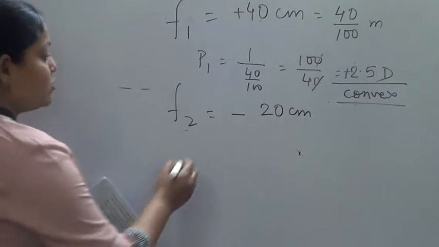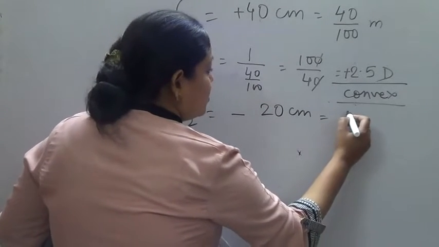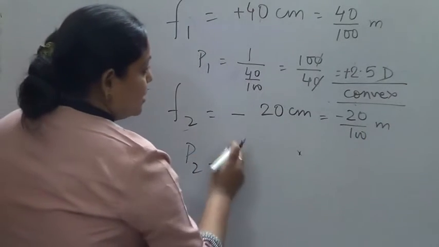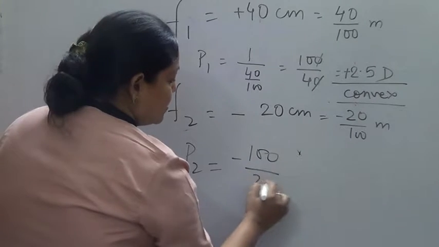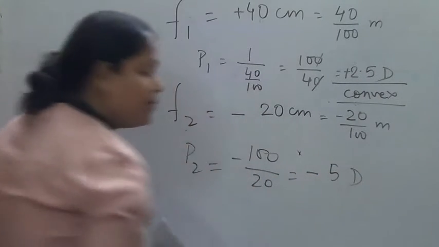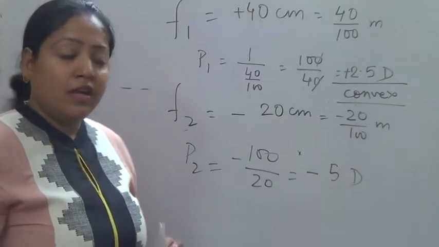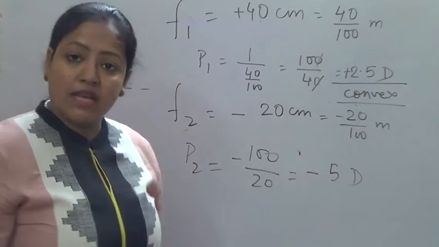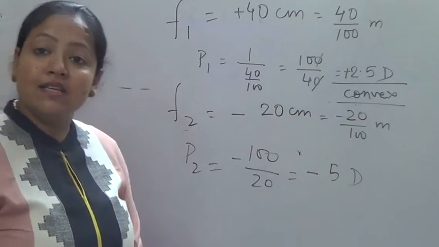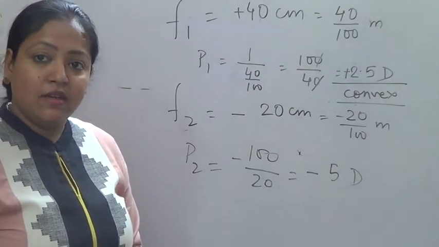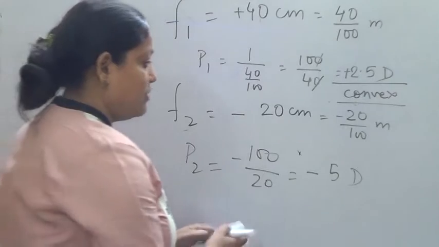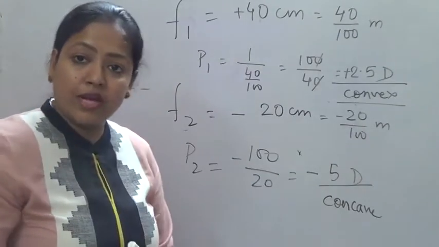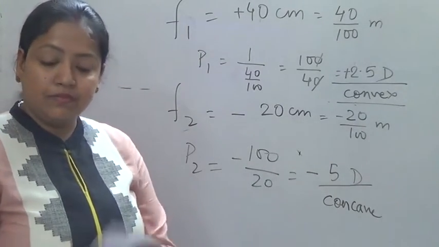In the next one, similarly, you will first convert it into meters. I am writing it like this. And then P2 equals, after doing the calculation, minus 100 by 20, that will be minus 5 diopter. So negative power you have got. The focal length is negative and the power is negative, and therefore the lens is a concave lens, that is, a diverging lens. So here the answer will be minus 5 D, and diverging lens, that is concave lens. Okay. Now next question.